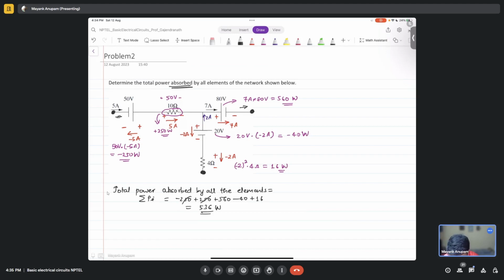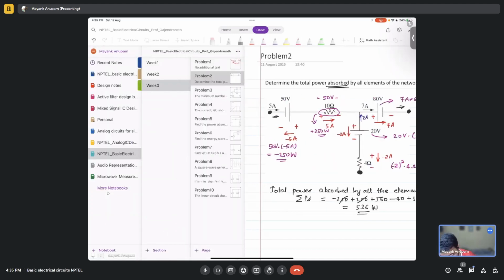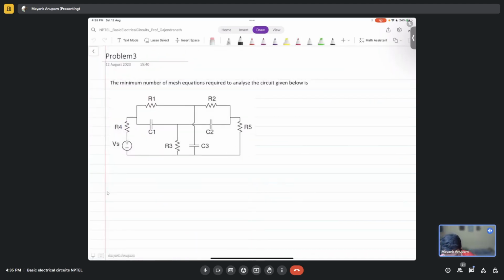Let me move forward. Problem 3. This is an interesting question. This kind of question is always asked in interviews and placements, even in GATE exams. The minimum number of mesh equations required to analyze the circuit given below. Tell me, how many will you need here?